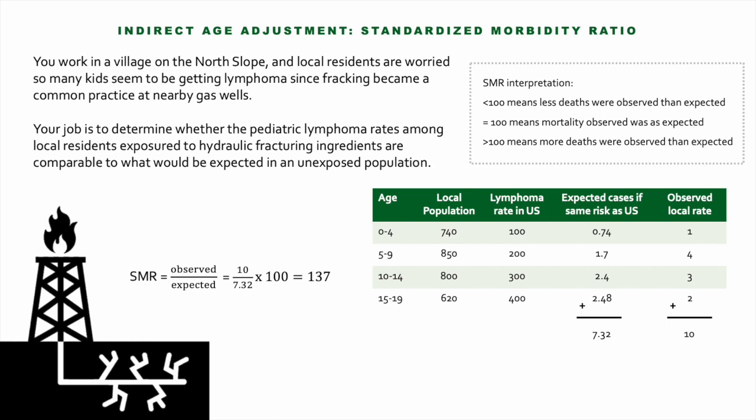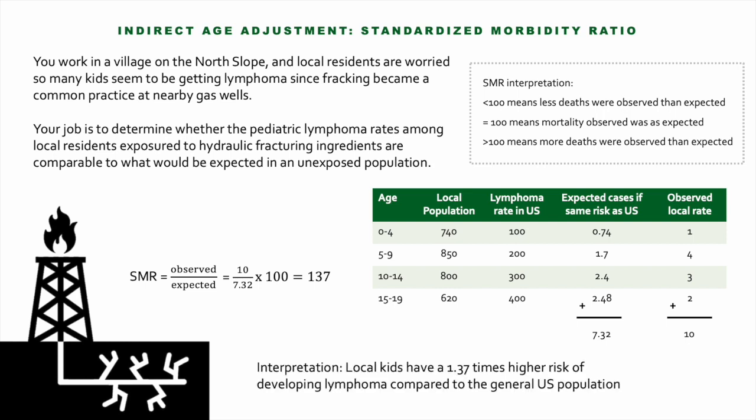So in this example, we could interpret our result as local kids have a 1.37 times higher risk of developing lymphoma compared to the general U.S. population. If our result had been less than 100, that would indicate that our local pediatric population has a lower risk of lymphoma compared to the general U.S. population.